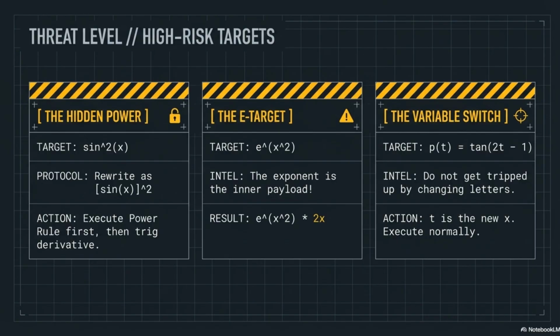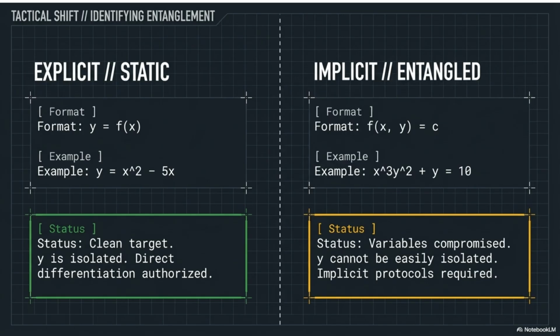Be on high alert for these high-risk targets. First, the hidden power, like sine squared of x. Protocol dictates you rewrite this with outer brackets before executing the power rule, followed by the trig derivative. Second, the e target. Remember that for e to the x squared, the exponent itself is the inner payload. Finally, the variable switch. Do not get tripped up if command uses a t instead of an x. Execute your protocols normally. We are now executing a tactical shift to identify entanglement.